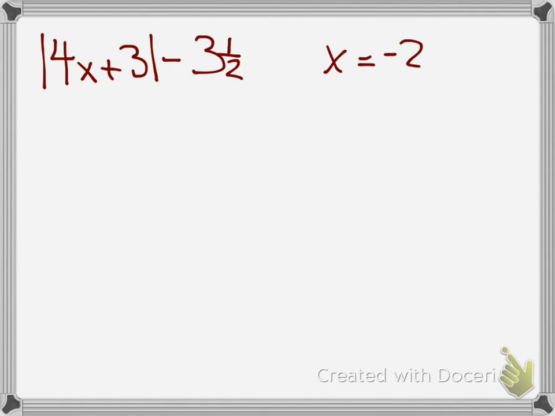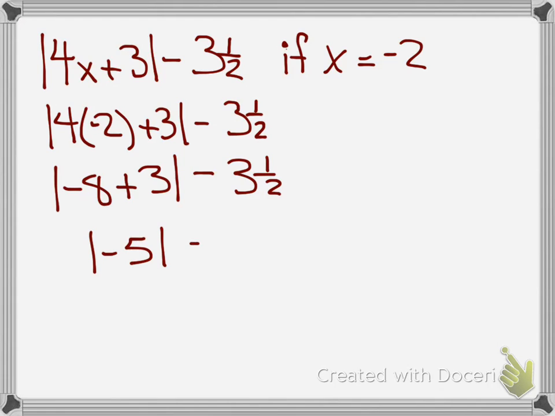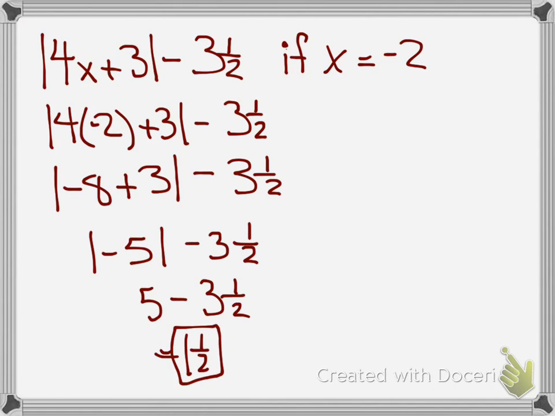Alright, so next one. Here's another example. x is equal to -2, and you're going to see me do some problems here. So I put the -2 in place of the x, do my work, finally get -5. The absolute value of -5 is 5, so 5 minus 3.5 is 1.5. Or you can put 3/2, or you can put 1.5. Anything y'all's little heart's desire.